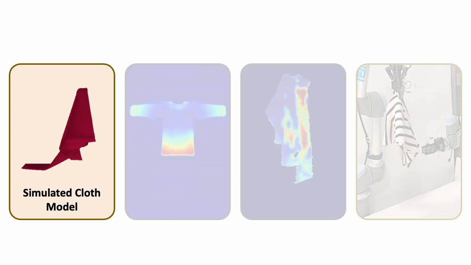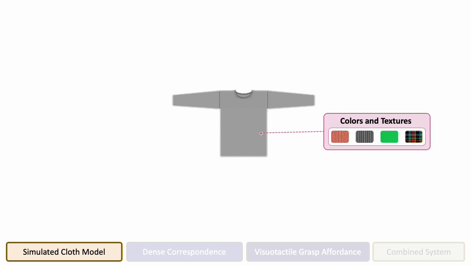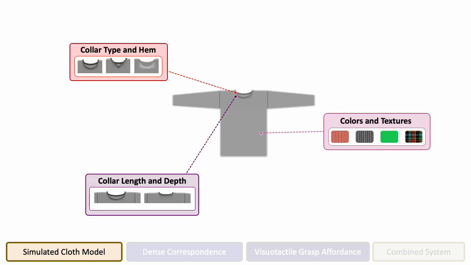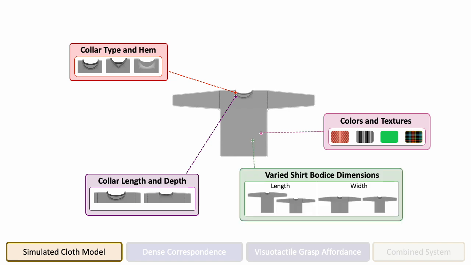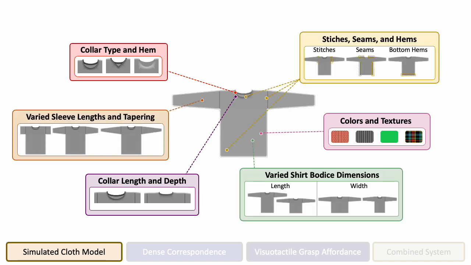We'll start with our parameterizable simulated cloth model. We train this network in simulation with a custom dataset generated in Blender. Our shirts have different colors and textures, U-necks and V-necks, differently sized collars, and bodice dimensions, can be short sleeve or long sleeve, and feature details like seams. We found that the shoulder hem provided crucial context to help distinguish sleeve ends from bottom ends.